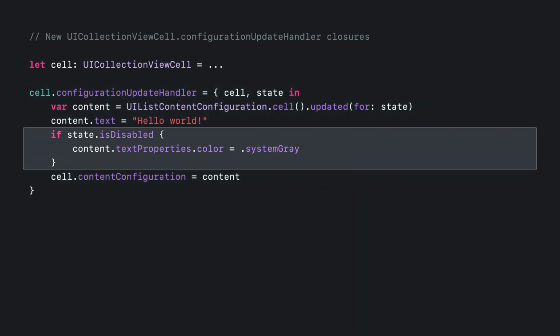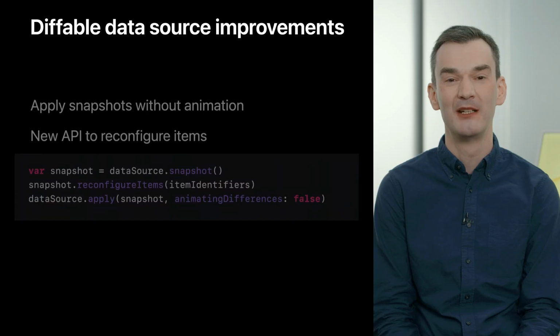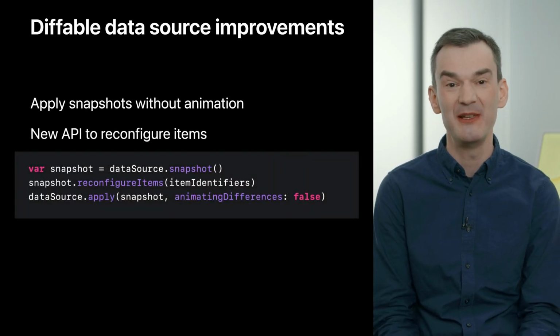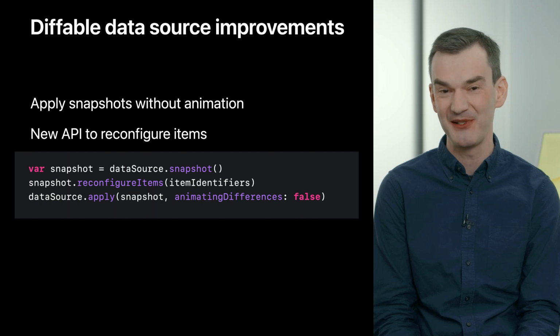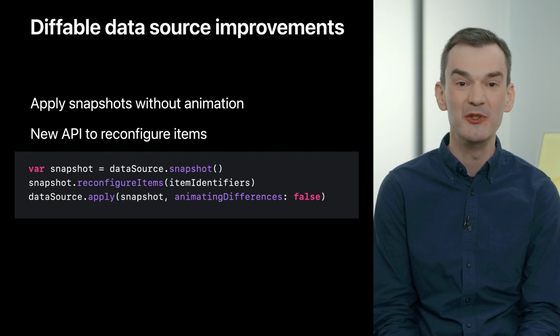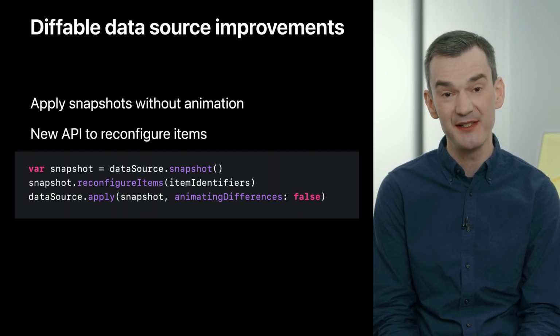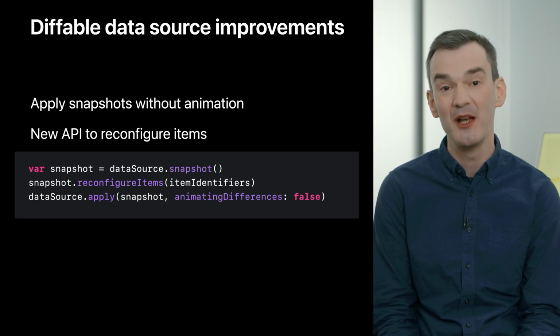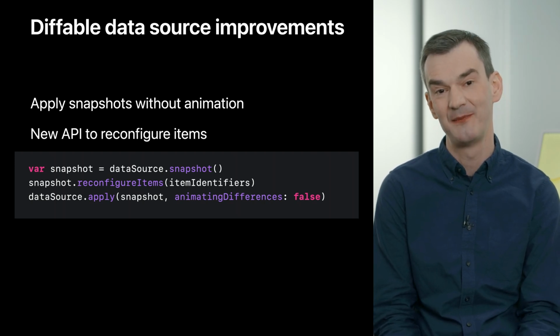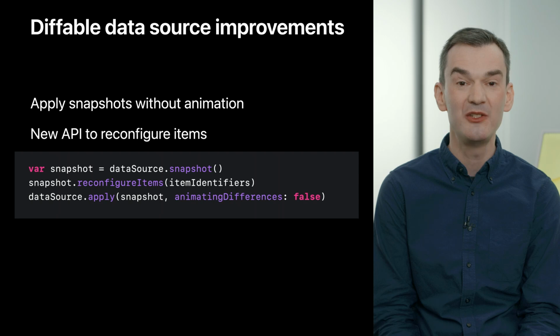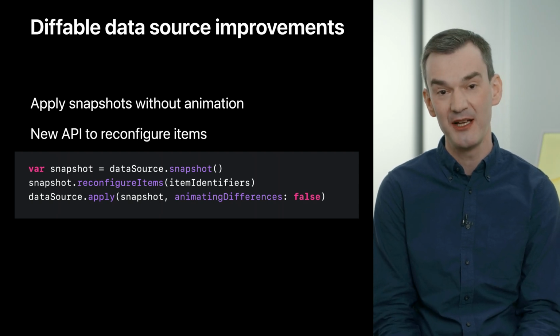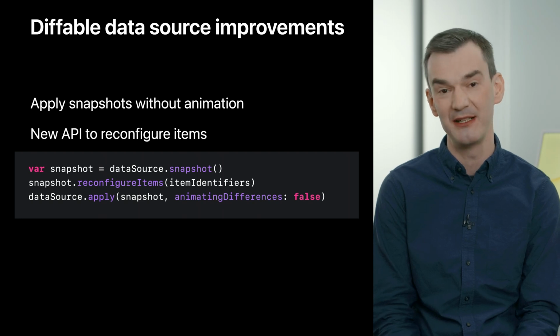Here, we're graying out our text when the cell is disabled. Similar closure-based functions are available in the new UIButton configuration APIs too. We've improved diffable data source to make it easier to update your collection and table views. In iOS 15, when you apply a snapshot without animating differences, the UI updates based on those changes without discarding all the existing cells. And there's new API to efficiently reconfigure items, so you can update the content displayed in existing cells when the properties of items change without their identity changing.